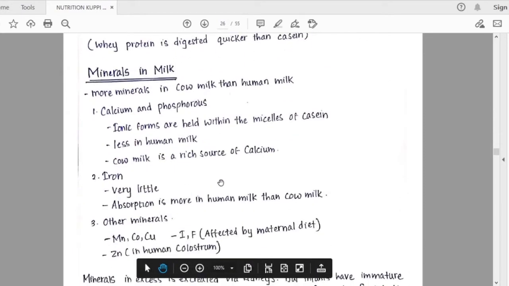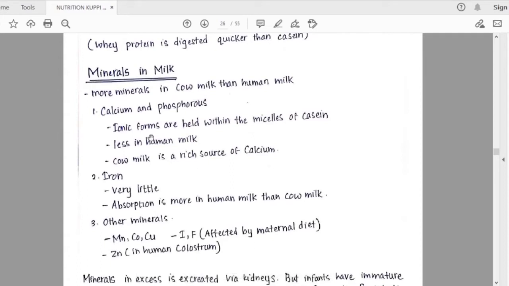Minerals in milk. More minerals in cow's milk than human milk. Calcium and phosphorus in ionic form are held within the micelles of casein. Our calling cue again is that coagulation of casein protein pulls phosphorus and calcium. So there is less in human milk. Calcium and phosphorus in human milk are low. Cow's milk is a rich source of calcium.